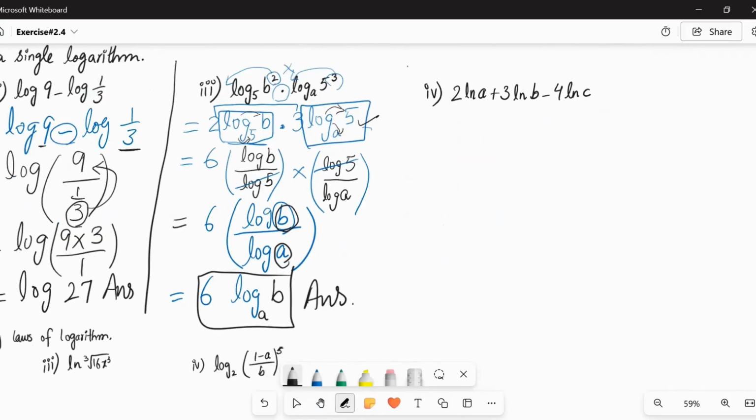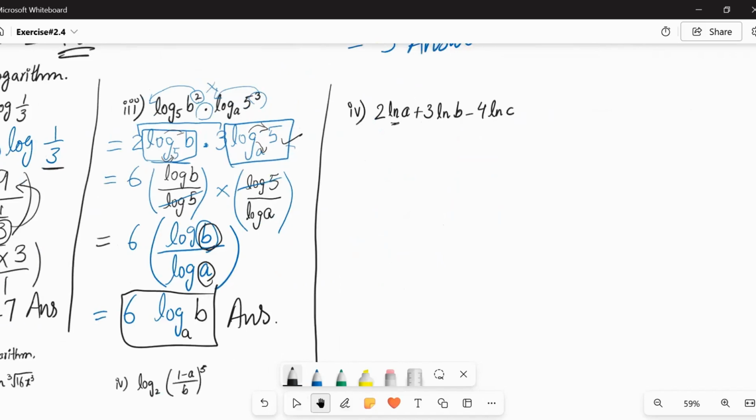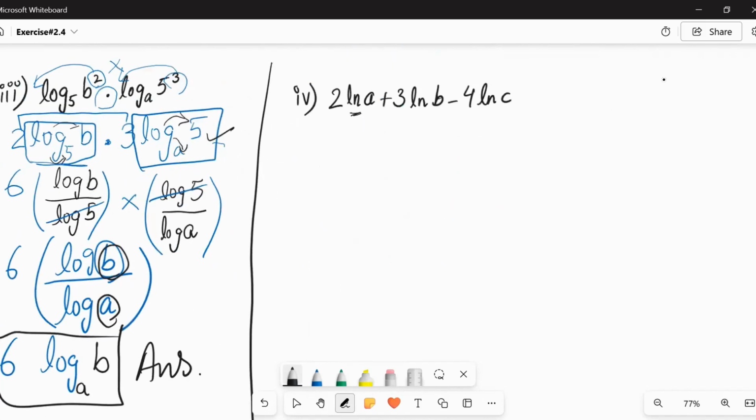Okay, now let's see part 4. पार्ट 4 में आपके पास गिवन है 2 ln a. ln means natural log. Okay, so let's see how we can solve it. First we need to apply power rule over here. लॉग और नेचुरल लॉग के लिए आपके पास same रूल अप्लाई होते हैं, ठीक है. So see, आपके पास नेचुरल लॉग से पहले 2 है, it means 2 is a power of a. यहाँ पे भी आपके पास नेचुरल लॉग से पहले 3 है, so it means 3 is a power of b, and here 4 is a power of c.